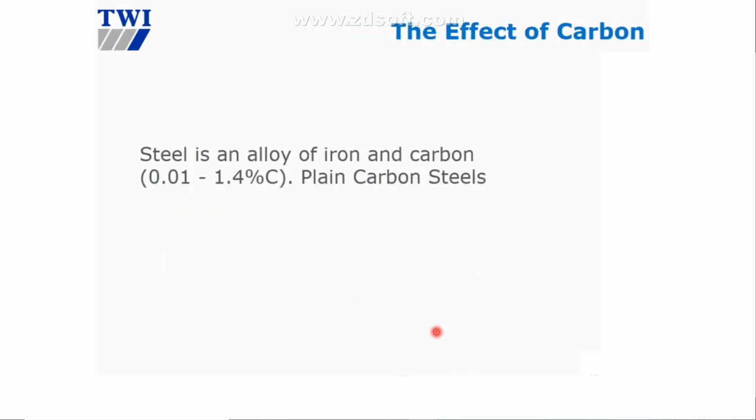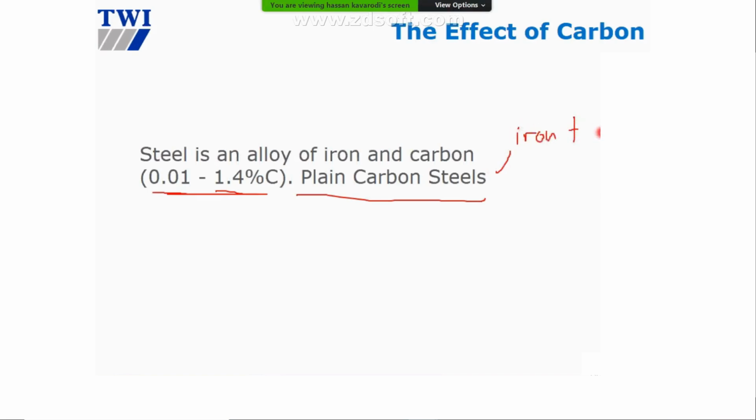So what is the effect of carbon? Carbon here, we can see the percentage of carbon can be from 0.01 up to 1.4%. But this applies to plain carbon steel. Plain carbon means it only has iron mixed with carbon. It doesn't really have any other element, okay? Maybe a small trace of other elements, but the main thing here is only iron and carbon.